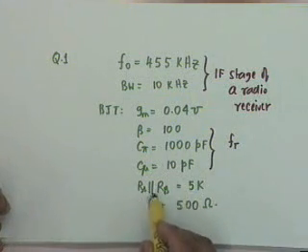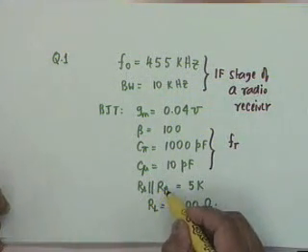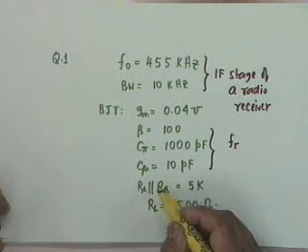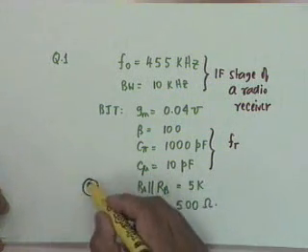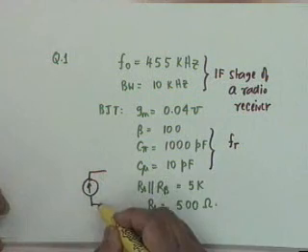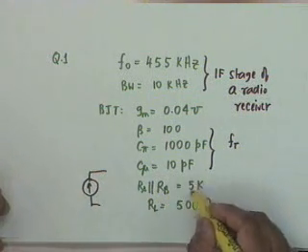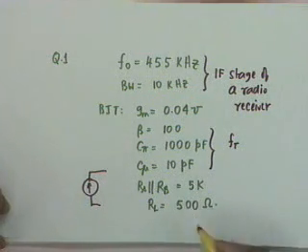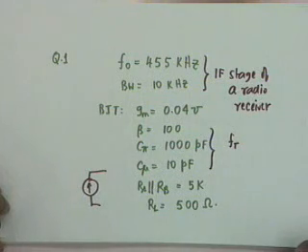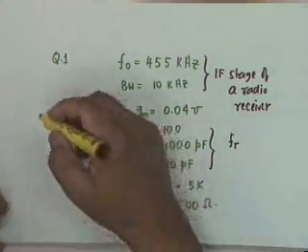Then the bias network R sub B, the bias network R1 parallel R2, and the source resistance, it's a current source, they are in parallel, and they combine to make a 5K. RL is 500 ohm.